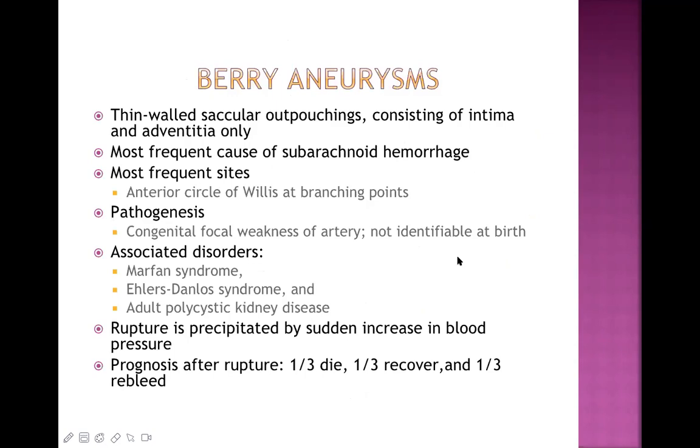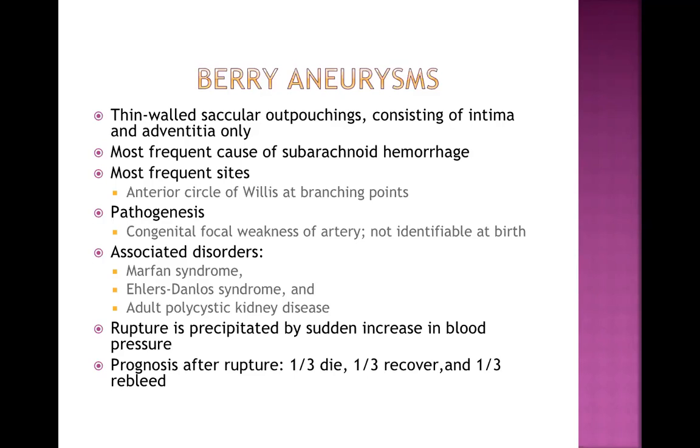Okay. Now, what's the reason why berry aneurysms are there? Okay. This is present as a congenital way, and there is a congenital focal weakness of the artery, which may not be identifiable at the time of birth or even during childhood period. This type of patient, they present suddenly with subarachnoid hemorrhage, and during surgery we found out, oh, this is the cause, this is caused by berry aneurysm.